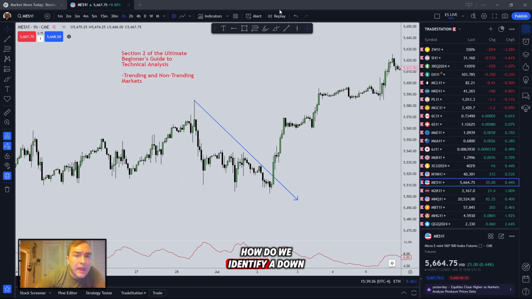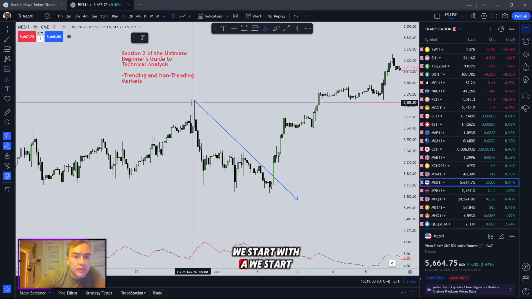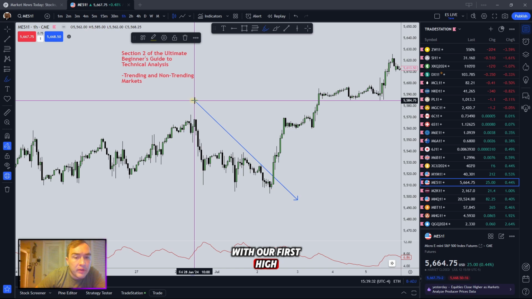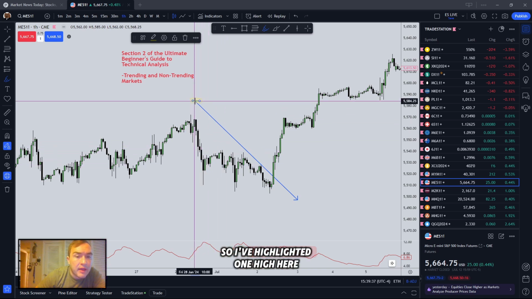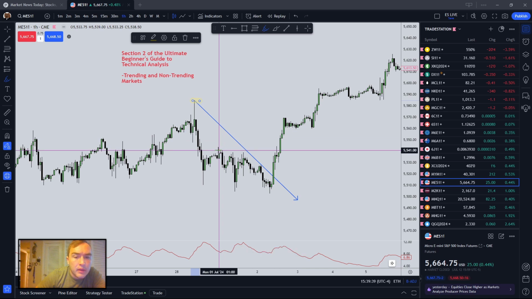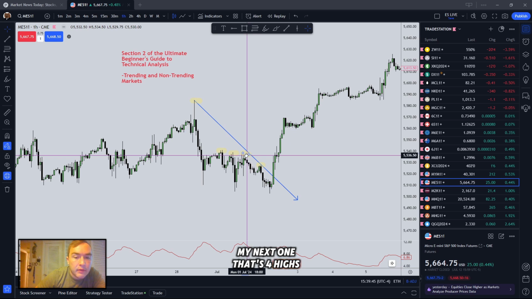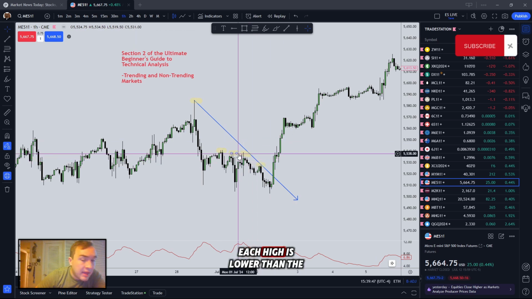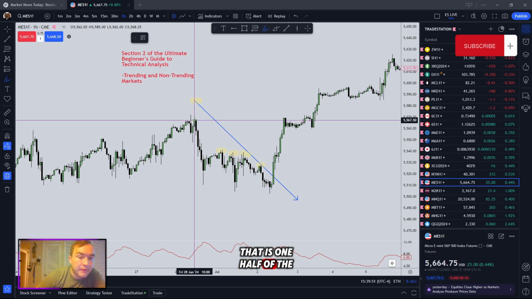Okay, how do we identify a downtrend? Well, we start with our first high. Our next high should be lower than that prior high. So I've highlighted one high here. Now I'm going to highlight my next high, and my next one, and my next one. That's 4 highs, and each high is lower than the previous high. That is one half of the equation.